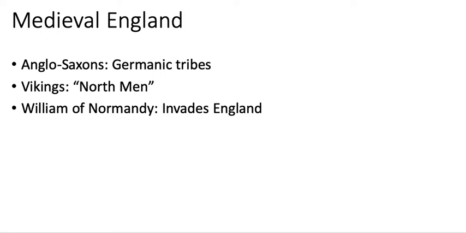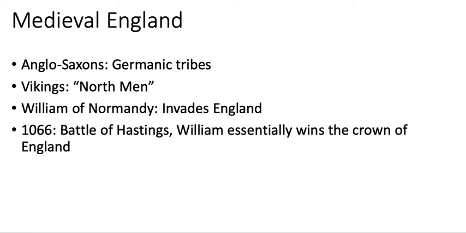And so eventually, in the year 1066, a man named William of Normandy, which is a region in France, Normandy actually comes from the word Northmen as well, and William of Normandy would be a descendant of the Vikings, and so they invade England. And in 1066, at the Battle of Hastings, William of Normandy essentially wins the crown of England, and creates kind of a new kingdom, right, with control of the island of England and some territory in Normandy as well.